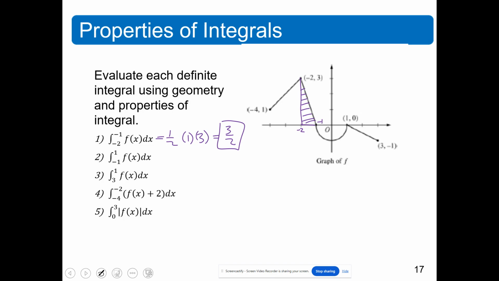The second one is going from -1 to 1, so we're talking about this area here. Notice that it's under the x-axis and it's half of a circle with radius of 1. So we know that the area of a circle is pi r squared, but it's half of that. Furthermore, it's below the x-axis, so this is going to give us a negative result. And so we get negative pi, and then the radius is 1. So it's negative pi over 2.